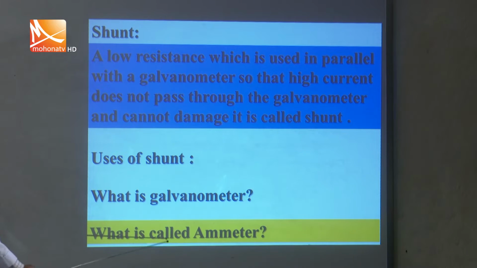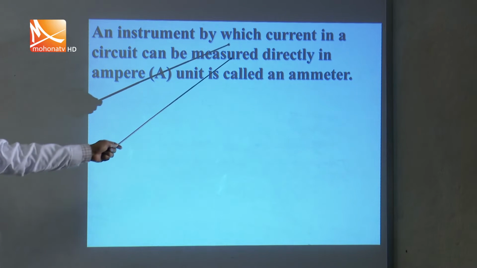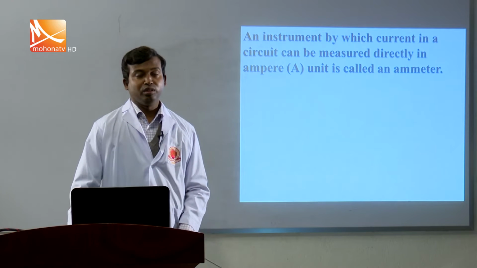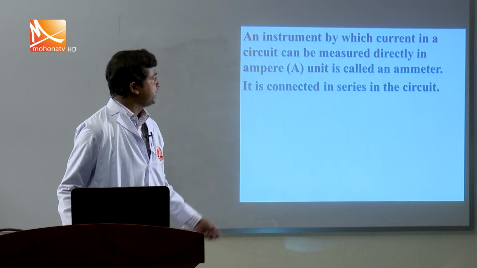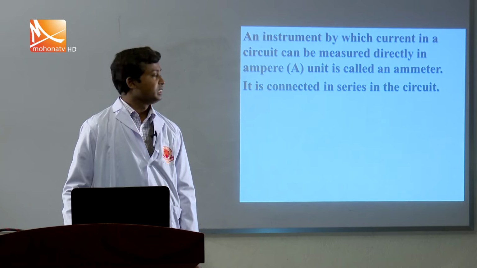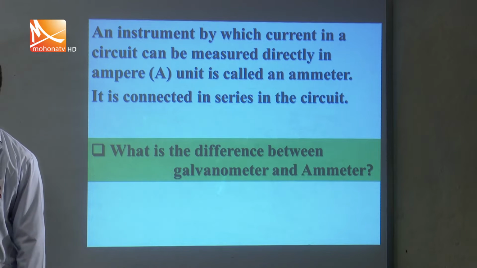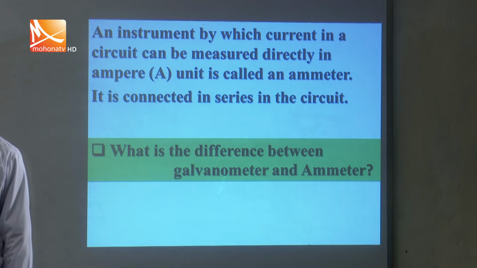So, what is an ammeter? An ammeter is another instrument by which current in a circuit can be measured directly in ampere units, where we also use a shunt. And it is connected in series with the circuit. Now, are the galvanometer and ammeter the same device? In order to know the answer to this question, you have to keep your eye on today's lecture up to the end.